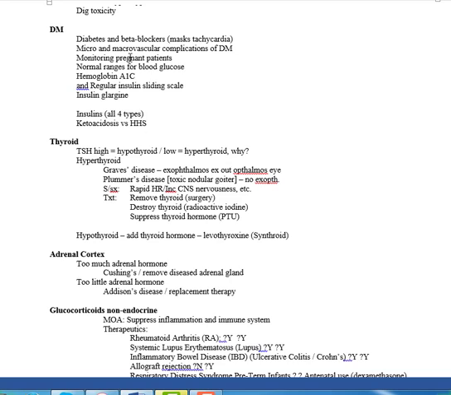How often do we monitor pregnant patients? We're talking about 5, 6, 7 times a day that we're going to check blood glucose. What are the normal ranges for blood glucose? Around the 126. Hemoglobin A1C, how does that differ from normal monitoring? That's over the last 3 months, how's the patient doing?